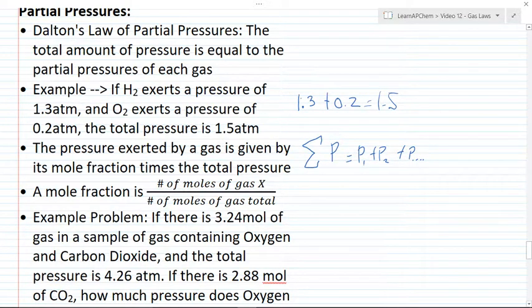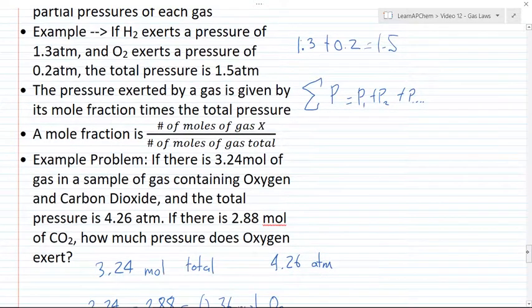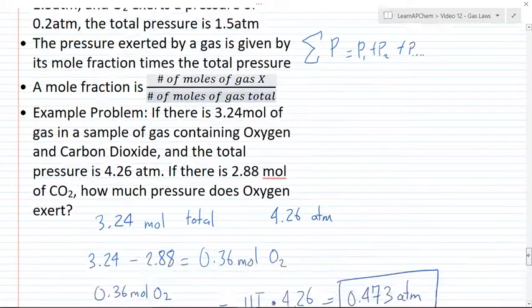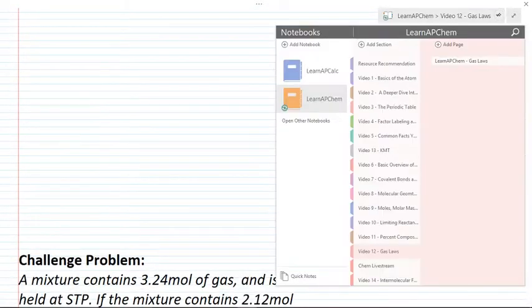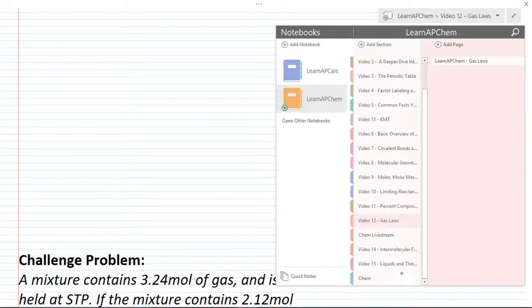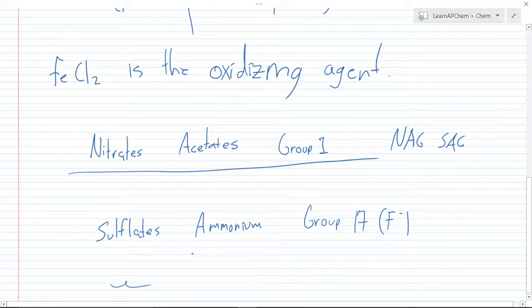Otherwise, whatever. Okay, so finding these partial pressures deals with the mole fraction. And what that means is moles of gas X over the moles of the total. Alright, and that's basically what we went over in our last videos.